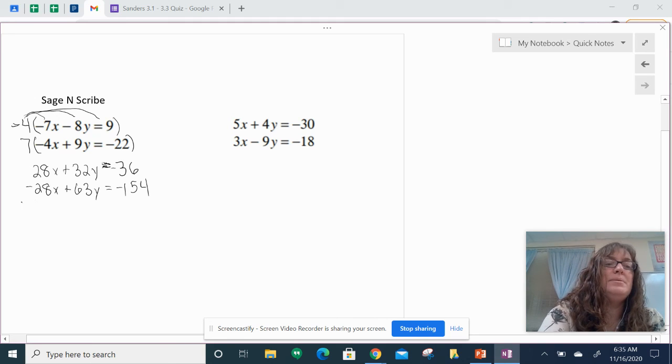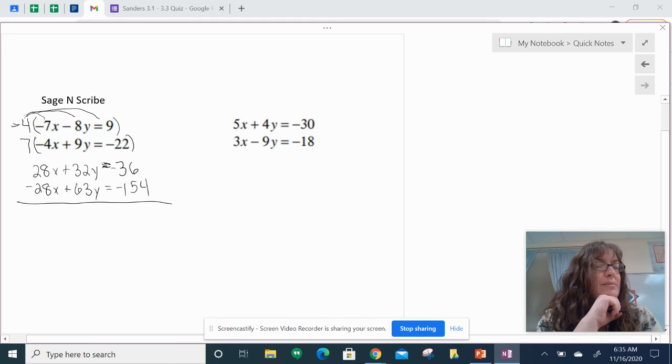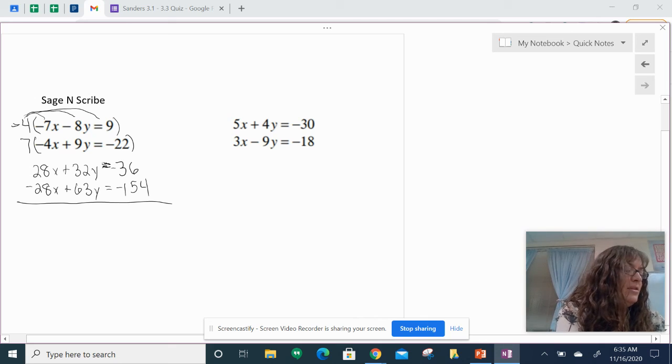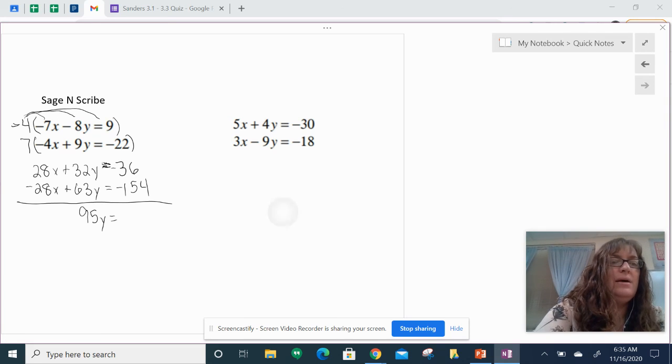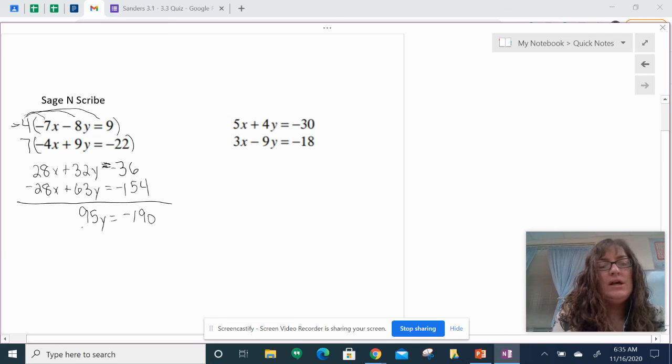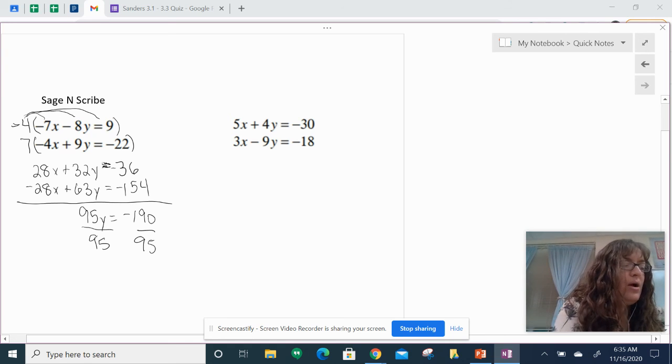And so now I've got opposites, so I'm ready to add to eliminate. So I'm going to take that 32 plus a 63, and I'm going to end up with 95y. And then over here, I've got a negative 36 plus a negative 154, and I end up with negative 190. Solving, I divide by 95 on each side, and I end up with y is equal to negative 2.